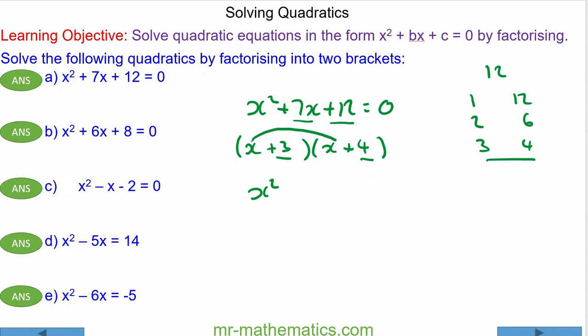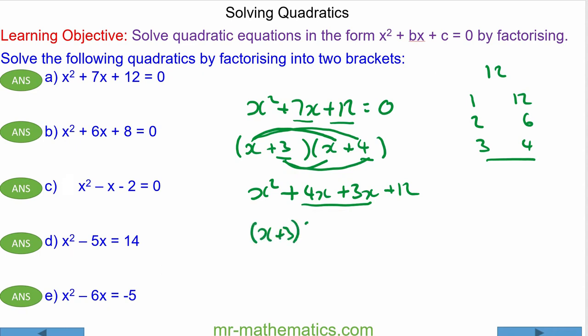We have the x squared term. We have 4x. We have 3x. And 3 times 4 will make the 12. And these will make the 7x. So x plus 3 multiplied by x plus 4 equals 0.